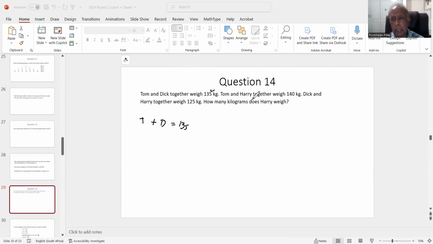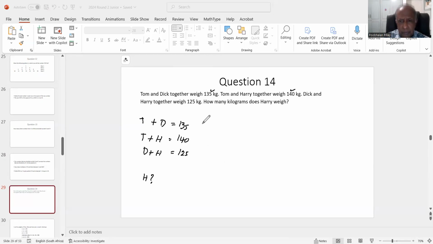The next one is Tom and Harry together weigh 140. Right, so we've taken care of that. Now Dick and Harry together they weigh 125. And the question is, what is Harry's weight?